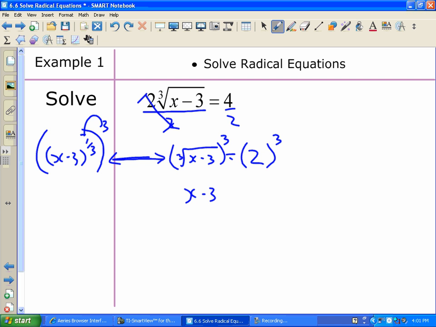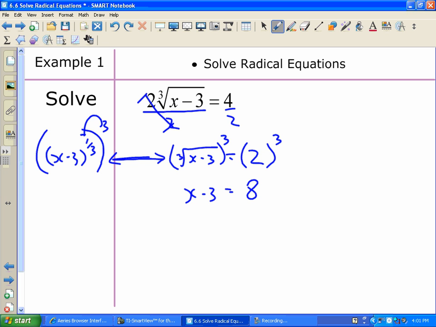Same. Make sure you're okay with why I'm introducing that exponent of 3. It is the hardest thing we're going to do. Gives me x minus 3 down here. 2 cubed is not 6. If you wrote 6 on your paper, erase it now, please. 2 cubed is 2 times 2 times 2, which is 8.